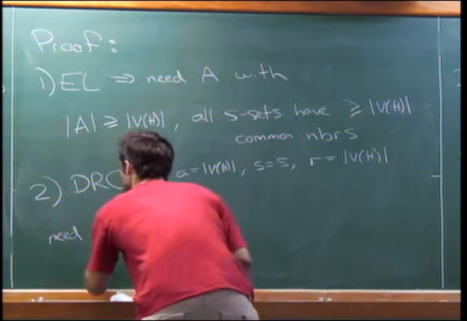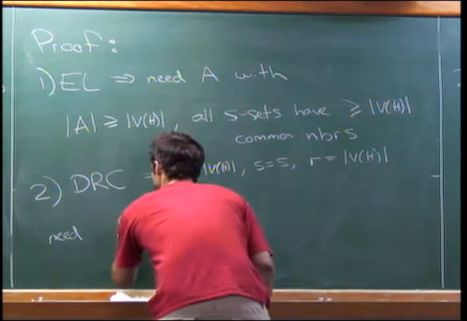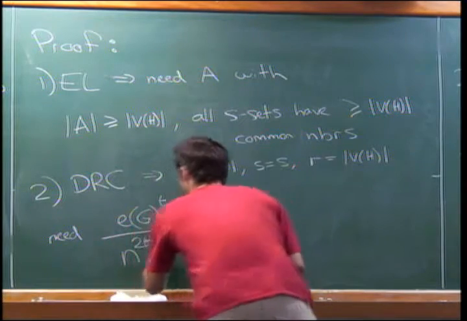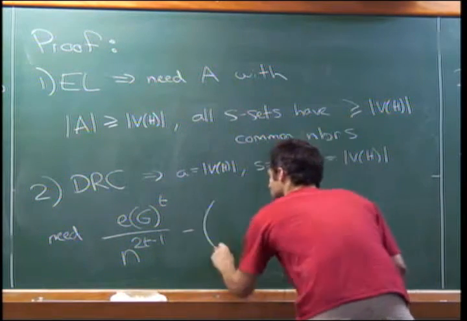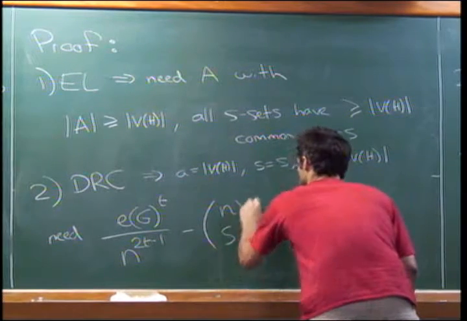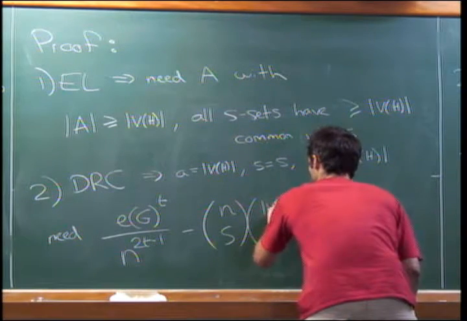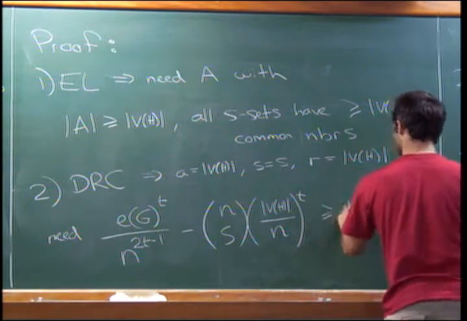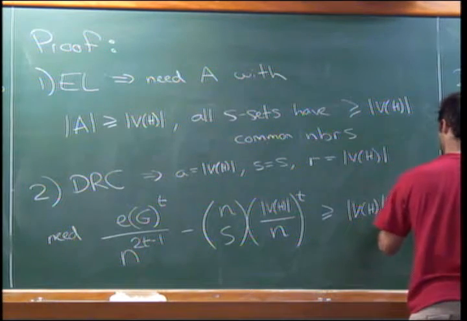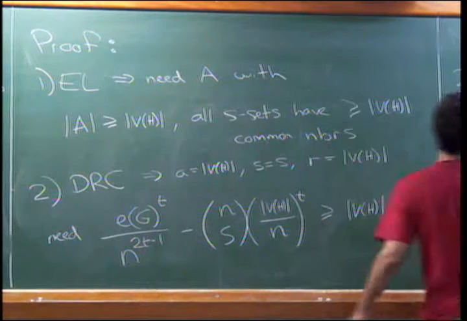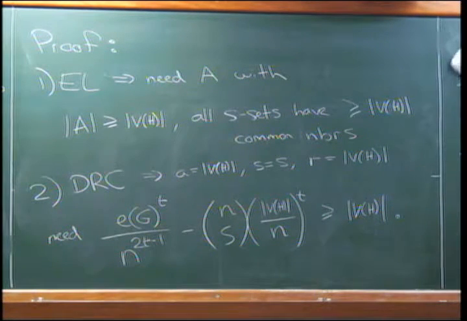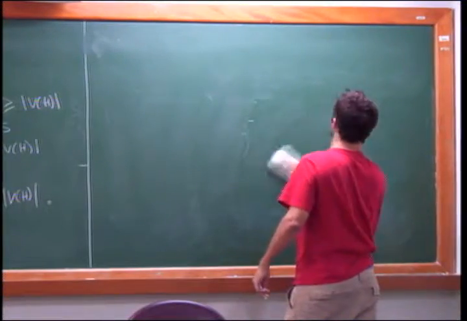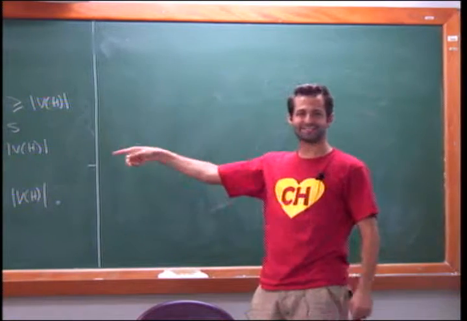What we need is the number of edges of G to the T over n to the 2t minus 1, minus n choose S, times the number of vertices of H over n to the T, is at least the number of vertices of H. You don't need 2 to the T? I don't think it's going to matter this time. If we need it later, I'll put it back.